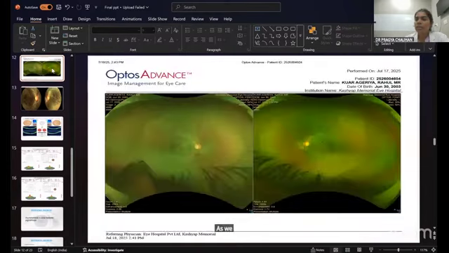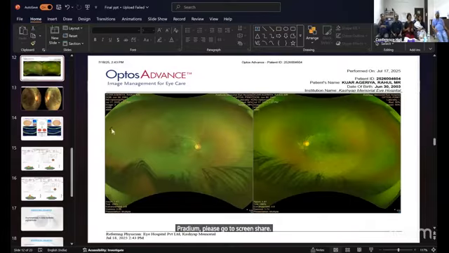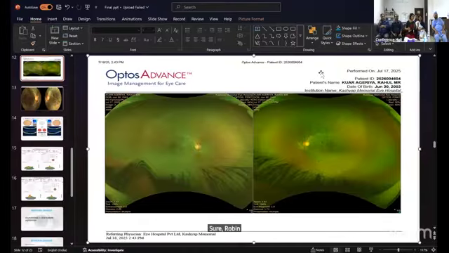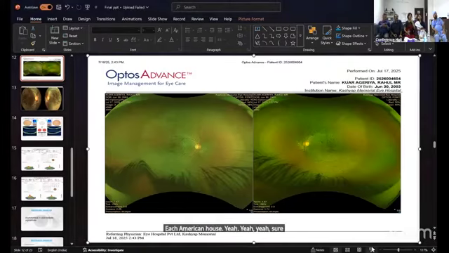As we can see on this ultra-wide field fundus photo, Pragya, please go to screen share. There is an icon at the bottom, this icon, and at the top there will be a slide show. On the top of your screen there is a slide show. Press that. Yeah, sure. Yes, that place.